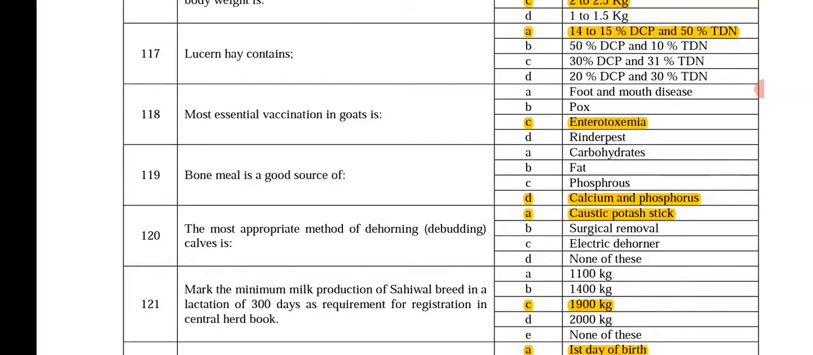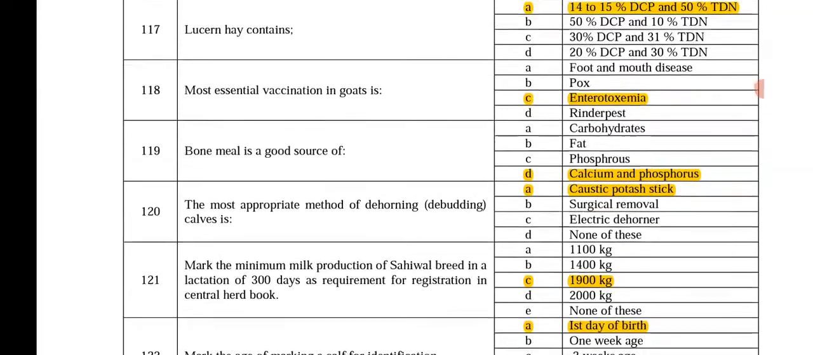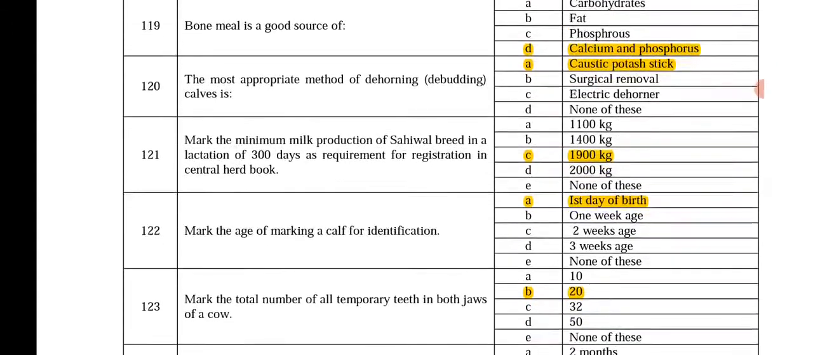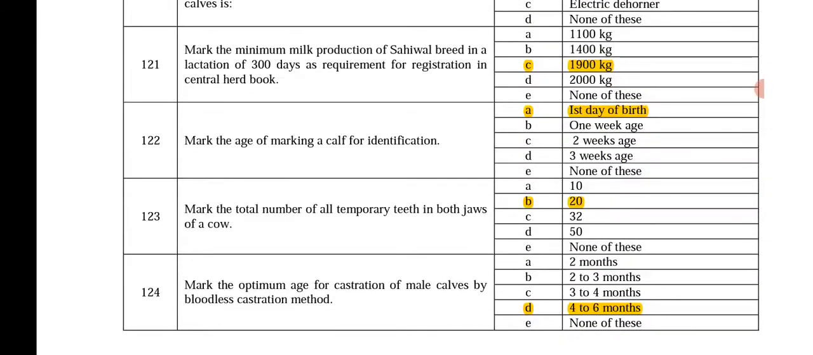The most appropriate method of dehorning in calves is caustic potash stick. Mark the minimum milk production of Sahiwal breed in lactation of 300 days as required for registration in Central Herd Book. 1900 kg. Mark the age of marking a calf for identification. First day of birth. Mark the total number of all temporary teeth in both jaws of cow. 20.